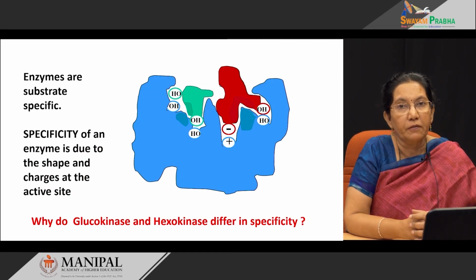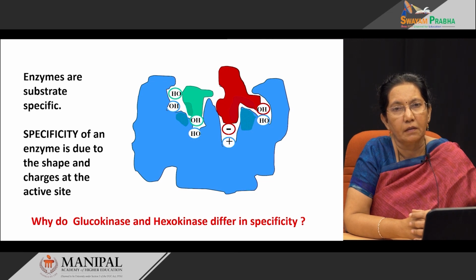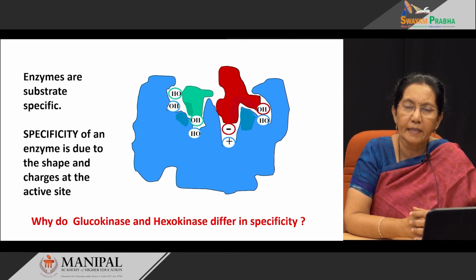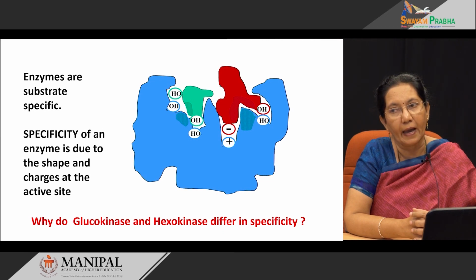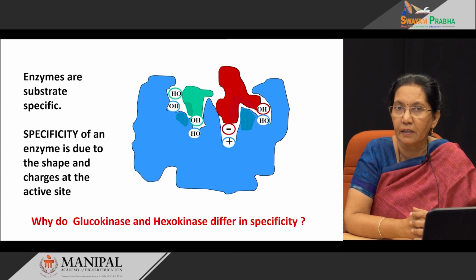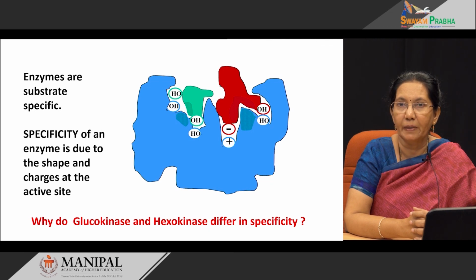Now, this specificity of the enzyme, as we understood, depends upon the shape of the active sites. Now, think about something. If enzymes were so specific, why is it that two enzymes of the glycolytic pathway, glucokinase and hexokinase, differ in specificity? The answer to that will come a bit later.